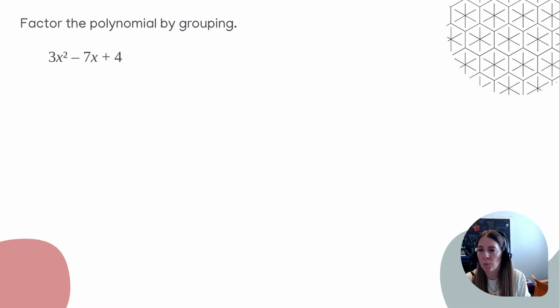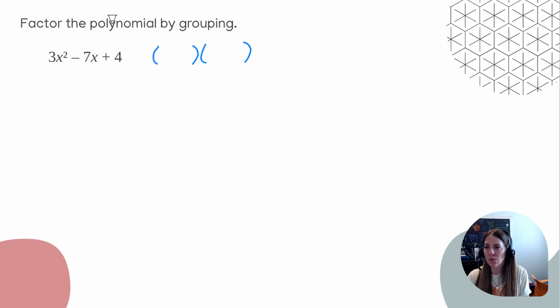Factor the polynomial by grouping. So when it says we want to factor, that means we want to know what the factors are for this polynomial. So in the end, we're going to end up with two sets of parentheses, right? It's just we need to know what numbers, what factors go in these parentheses.